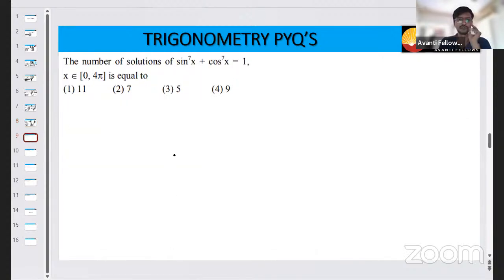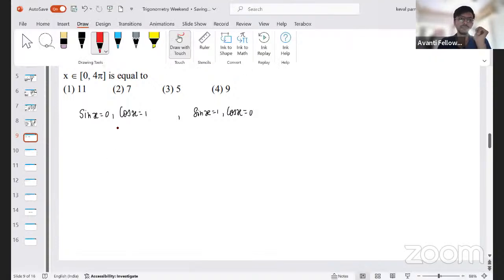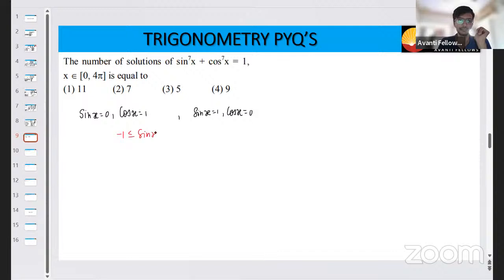The number of solutions of this equation. Right? So such equations you must have seen many times. Sine की power 7x plus cos की power 7x. Generally, when we get such equations, I personally like higher power. तो हम लोग क्या कर सकते हैं 1 है ना. So that means only two cases, guys. या तो sin x is 0 and cos x is 1, or sin x is 1 and cos x is 0. Why? Because sin x and cos x lies between -1 and 1.